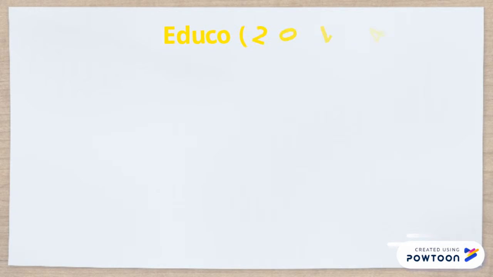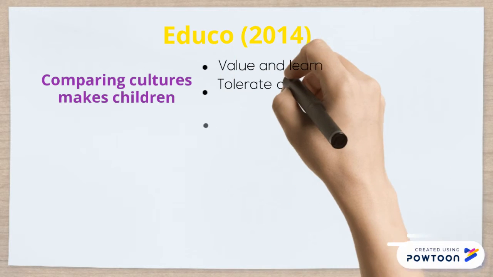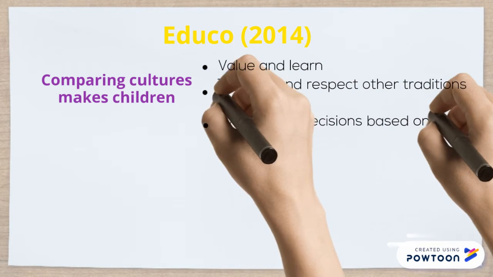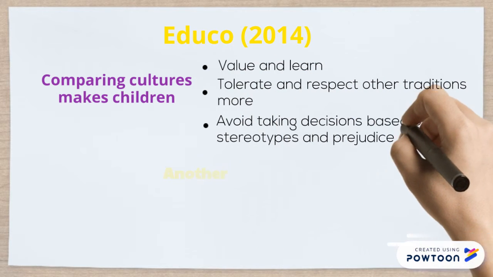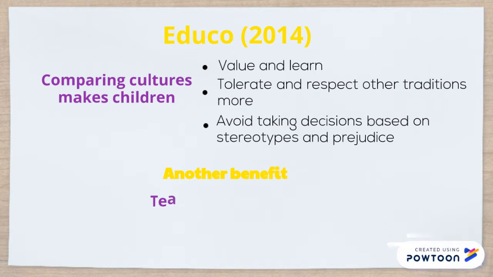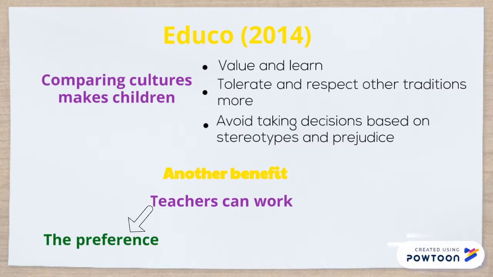Educo 2014 backs this theory by saying that comparing cultures makes children value, learn, tolerate and respect other traditions more, and avoid taking decisions based on stereotypes and prejudice. Moreover, another benefit of comparing culture is that in this way, the teachers can work the preferences and the debates in a cross-curricular way.